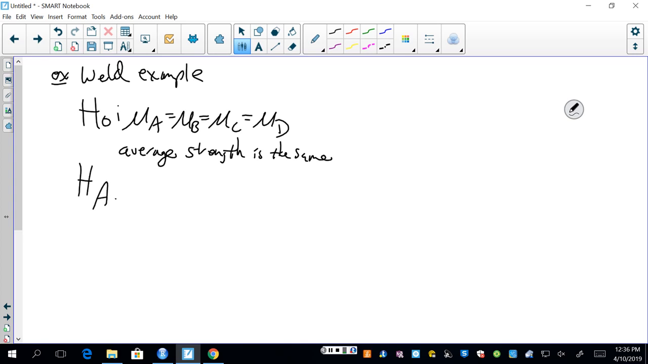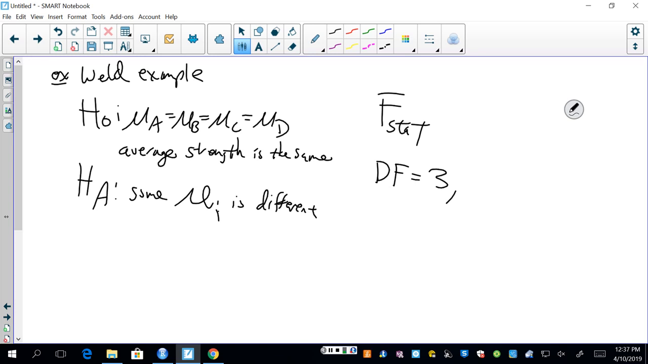Versus an alternative that there's some difference: one of those is different, or all 4 could be different. It will be one that's different from the others, right? All those different cases, just some difference out there. And so we're calculating this F statistic, right? It has a certain degree of freedom based on the experiment. There were 4 groups, so 4 minus 1 is 3, and there were 20 observations in all, so 20 minus 4 is 16. So it has those degrees of freedom.